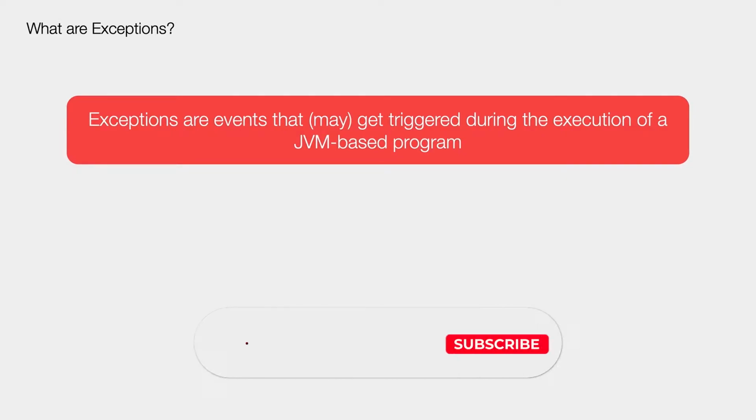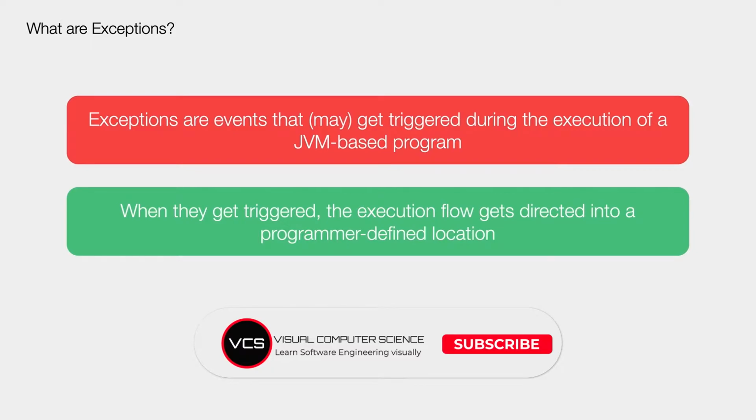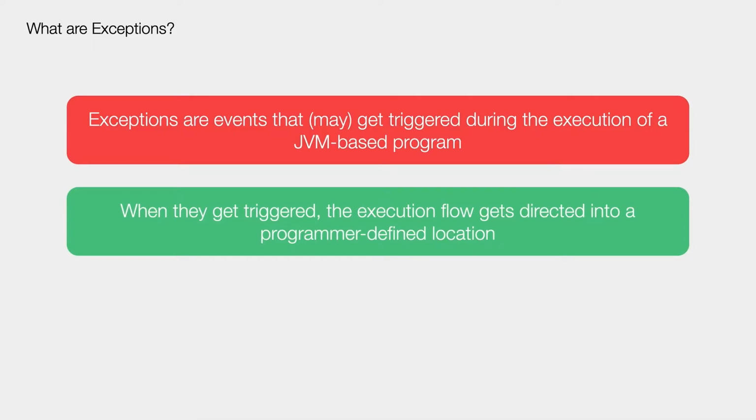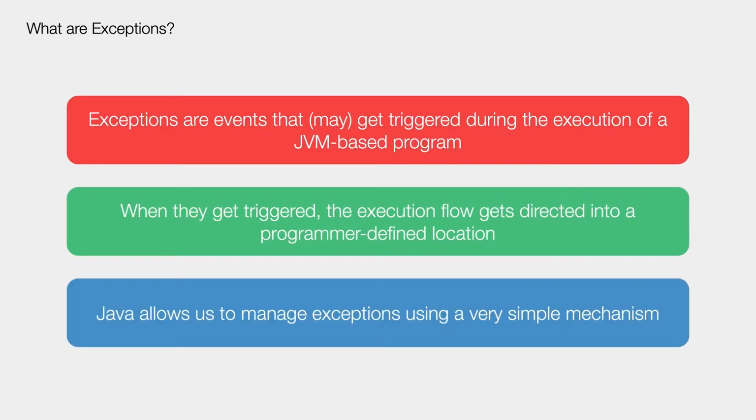And whenever an exception gets triggered, the control flow gets directed to a programmer-defined location. In other words, the programmer is able to build some code that will be executed when the exception gets triggered. And as we'll see next, the programmer is either forced to do that or has to do this proactively, because otherwise the JVM will crash. But the whole point is that the JVM allows us to manage exceptions in a very easy way.